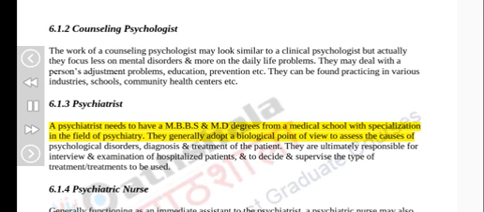field of psychiatry. They generally adopt a biological point of view to assess the causes of psychological disorders, diagnosis and treatment of the patient. They are ultimately responsible for interview and examination of hospitalized patients, and to decide and supervise the type of treatments to be used.